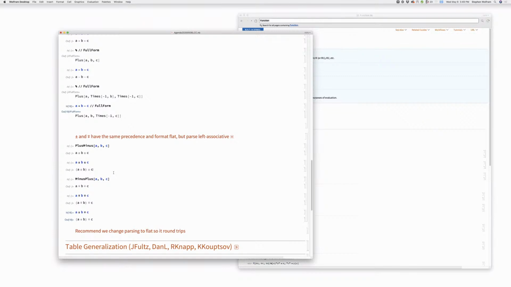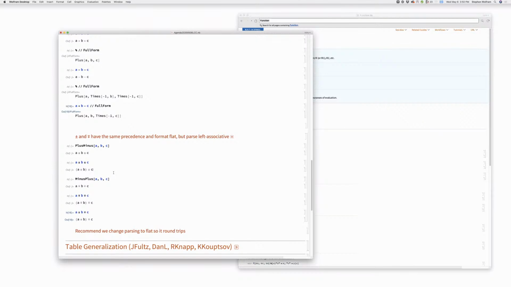Well, there's flat in the sense of the attribute Flat, but there's also flat parsing, right? If plus minus of ABC is to make any sense, then A plus minus B plus minus C must parse to plus minus of ABC, which it doesn't.